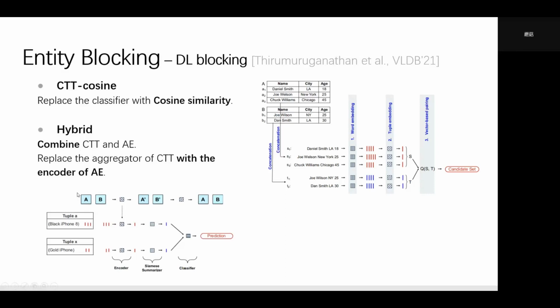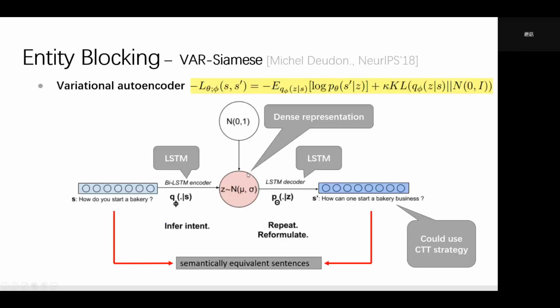There are also some models that replace the decoder with a classifier. The classifier can be used to predict the next sentence of the similar sentence by using the CTT strategy. But the main goal is learning the sentence representation or tuple representation.